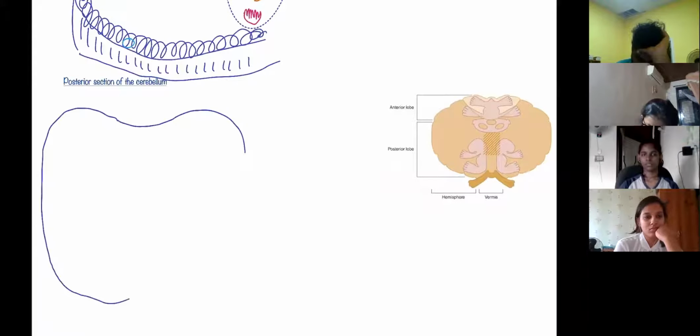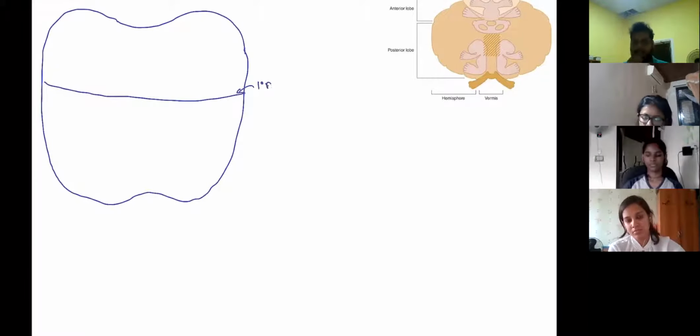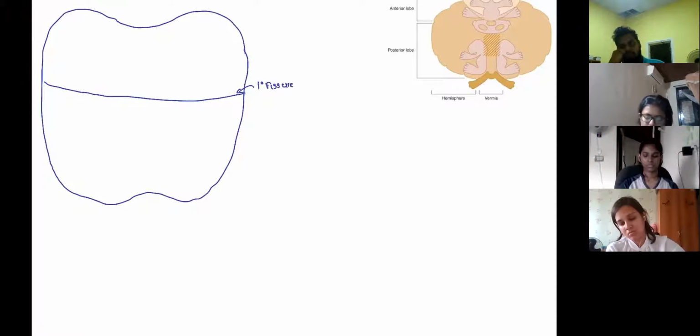And this is where the cases come. If you don't understand this, you cannot do any cases. Okay. Now, here is the primary fissure. Okay. Actually, I'm going to use another color for that. And this is the posterior cerebellum.